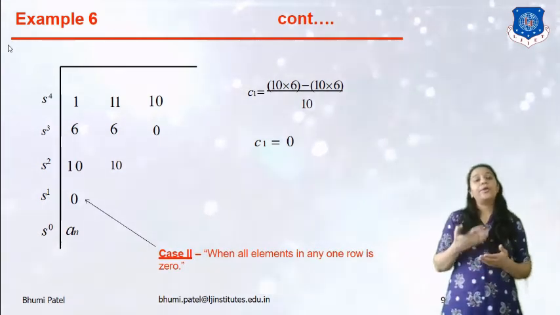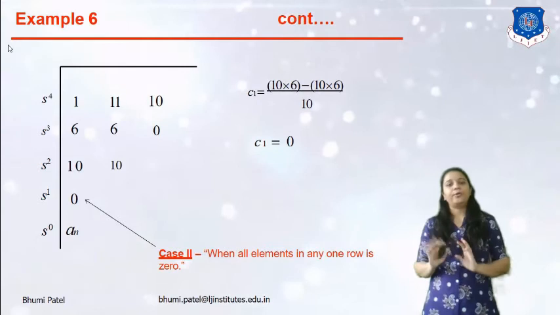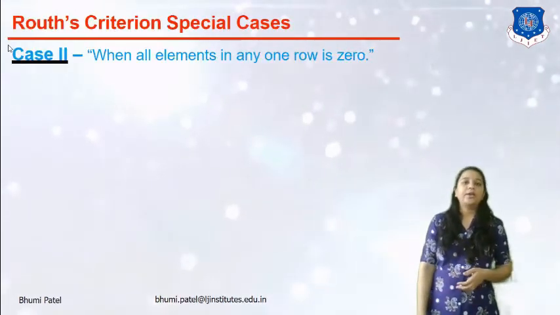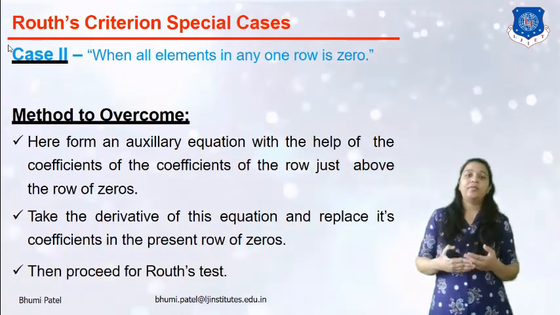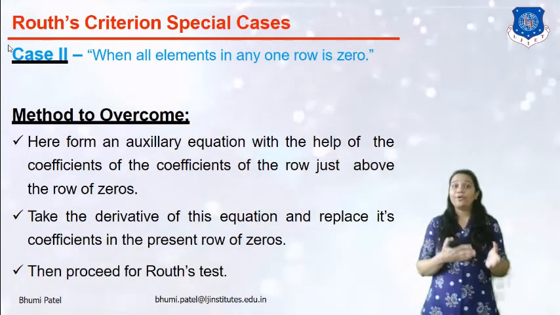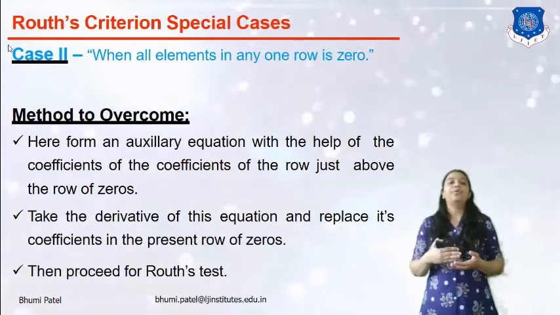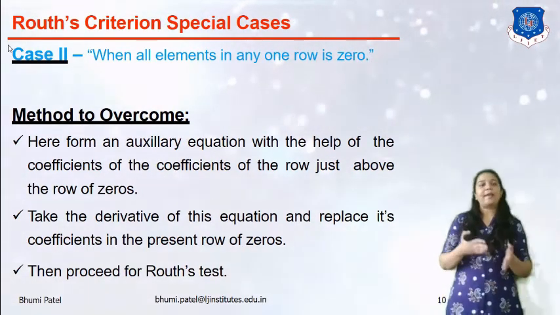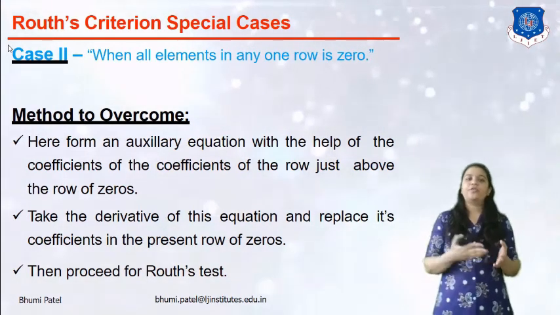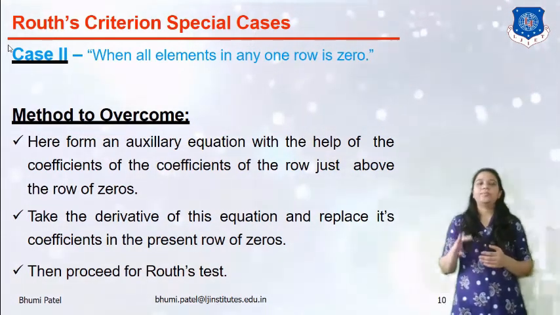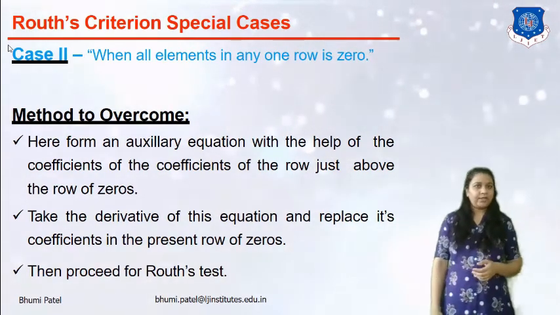So case number 2: when all the elements in any row are 0, what can we do? Form an auxiliary equation with the help of the coefficients of the row just above the row of zeros, take the derivative of this equation, and replace its coefficients in the present row of zeros, and then process the Routh array again.